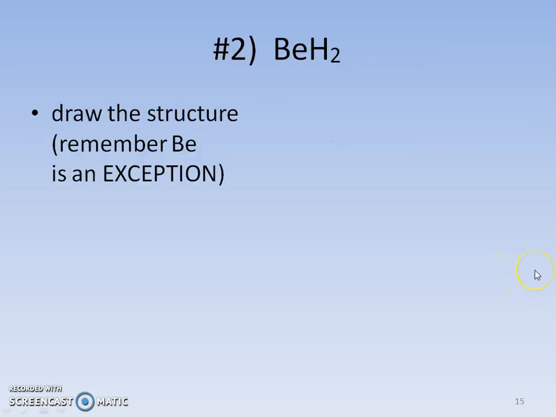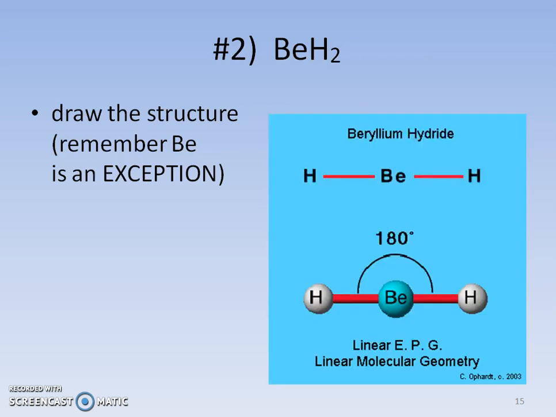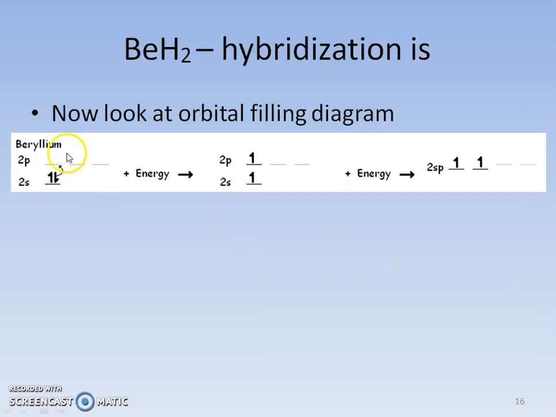So draw the structure. Again, Be is an exception because it only has 2 valence electrons. Hopefully you got something like that. So now let's look at the hybridization just real quick. Again, your orbitals are here. Remember that the 2p, even though there's no electrons in there, because beryllium has 2 energy levels, that second energy level, those 2p orbitals kind of exist there, even though it's not always used.